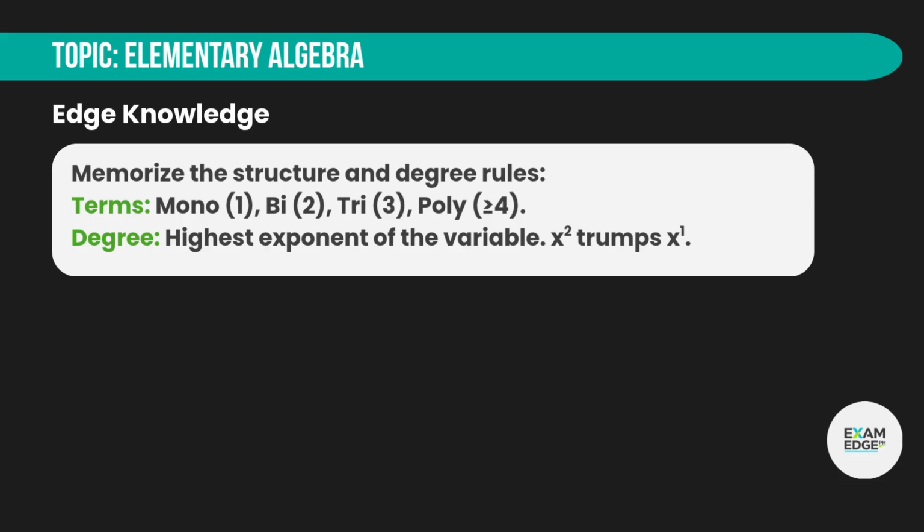Edge knowledge. Memorize the structure and degree rules. Terms: mono, 1, bi, 2, tri, 3, poly, greater than or equal to 4. Degree: highest exponent of the variable. X squared trumps x raised to 1.